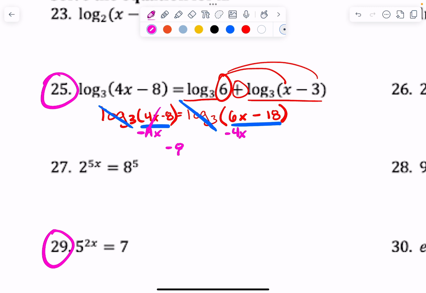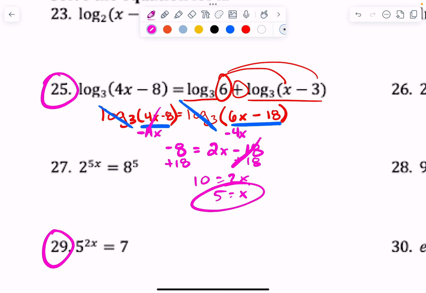So I have negative 8 equals 2x minus 18. And I'm going to add the 18 over. And that is 10 equals 2x, and x equals 5. Cool. There we go. That one's done.